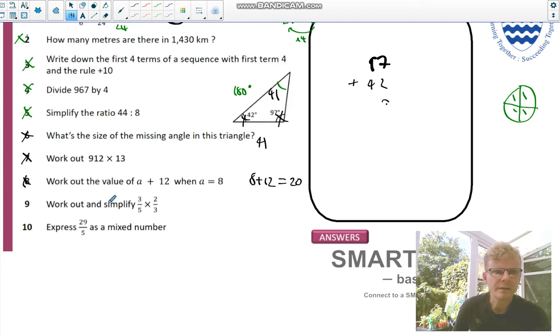Work out and simplify 3/5 times 2/3. There's a lot of work that you will do at secondary school to get into this, and I'm not going to fudge it by showing you the hard and fast rule now. I want us to think about when we multiply two fractions, what do we do and why? And the best one to start with is, what is 1/2 times by 1/2?